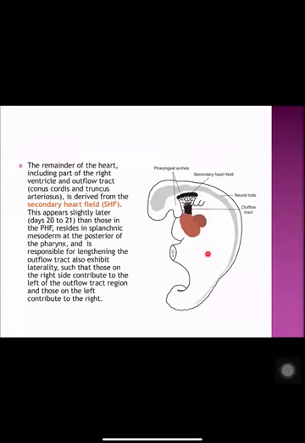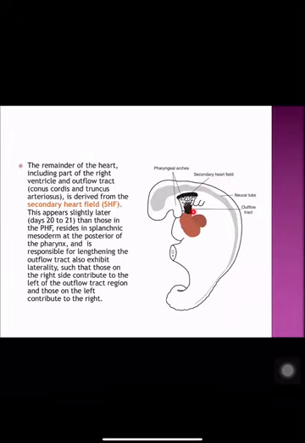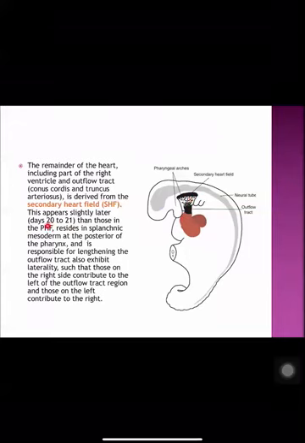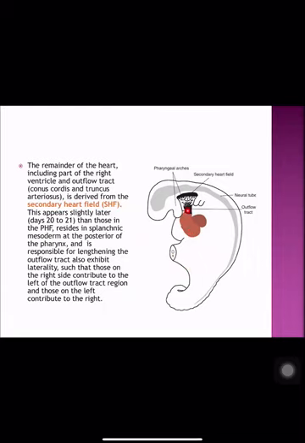Now, on the other hand, we will have another group of these cells that is called the secondary heart field. These also reside in the splanchnic layer, just posterior to the pharynx. And these will appear later at about day 20 or 21, later than that of the primary heart field. These will be responsible for the formation of the remaining of the heart, the remaining part of the right ventricle and the outflow tract. Also for the lengthening of the outflow tract, and also exhibit the laterality.